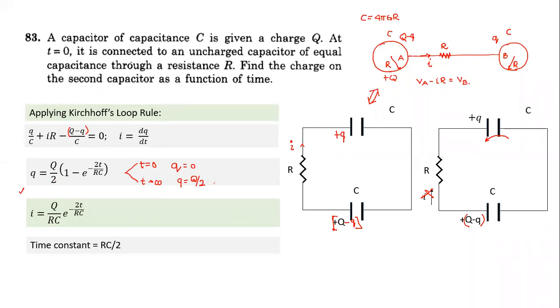What is VA equal to? What is the potential at A when the capacitance is C and the charge is Q minus q? VA will be equal to the charge on A divided by its capacitance, minus R dq by dt. Okay, good. So what is VB? VB is q by C. So could I have written this equation?